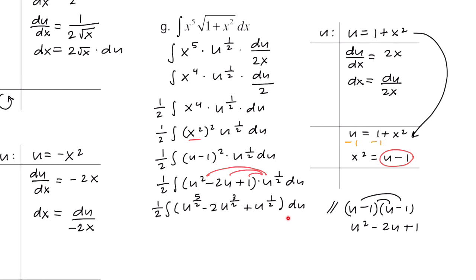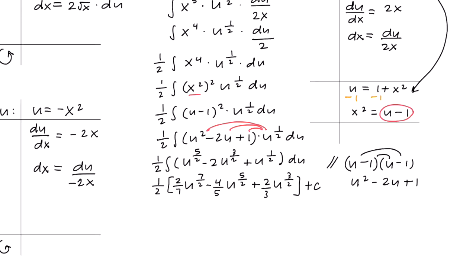And now we're ready to integrate. So we're going to add 1 to the exponent, which is 2 over 2, so we get 7/2, and then we multiply by its reciprocal, 2/7. Right here, we're going to add 1, which is the same as adding 2 over 2, so we get u to the 5/2, and then we're going to multiply -2 by the reciprocal. So we're going to go -2 times 2 over 5, and we get -4/5.